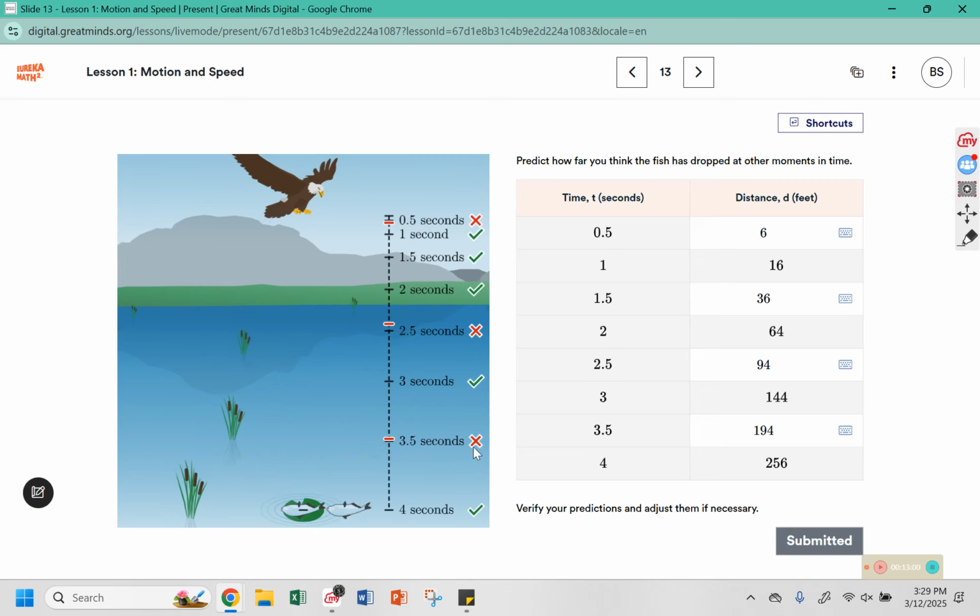It shows my predictions for 3.5 seconds, 2.5 seconds, and a half of a second are incorrect. Oh, and 2.5 seconds. So I got 1.5 correct. So I'm going to leave that one, but I do need to adjust them if necessary. So I might bring this down to 5. This one I was too low, so I might bring that up to 95. This one, it looks like I was very close, so I might just adjust it by a little bit.